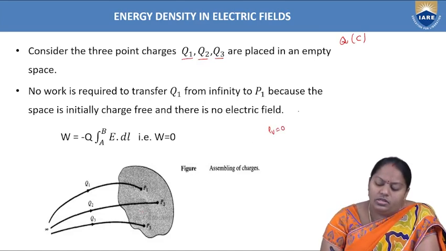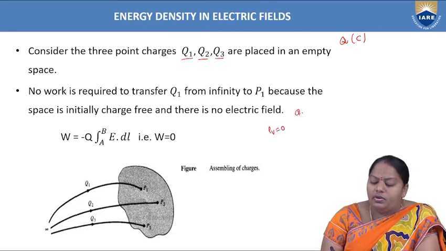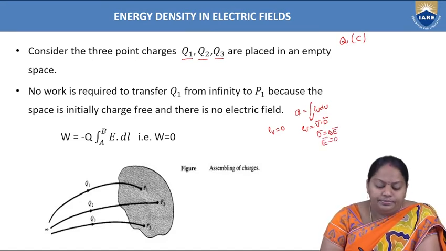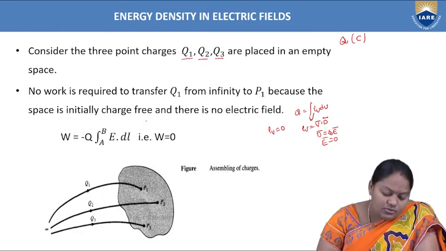Charge is 0, Q is 0, and the relation between Q and rho V is given by Q equal to integral rho V dV. If rho V is 0, we know from the first Maxwell's equation that rho V equal to del dot D, and by default D equal to epsilon naught times E. Now D is 0 means E is also 0. Hence, no work is required to transfer.